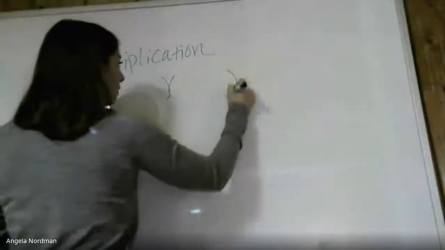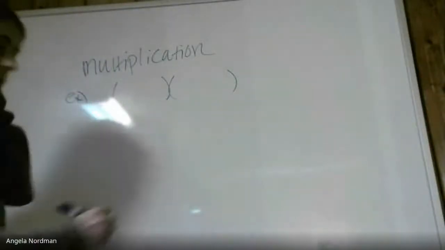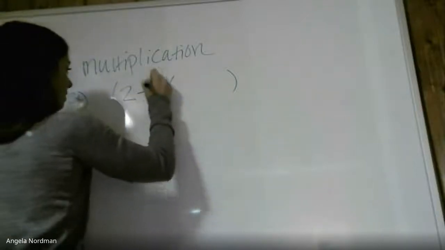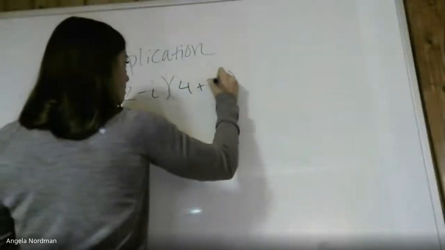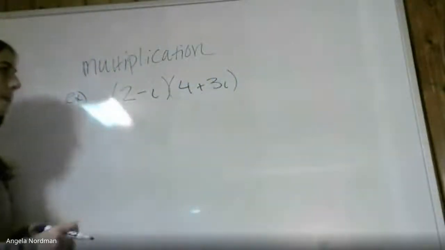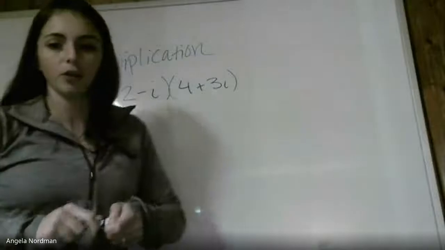Okay, stepping it up a little bit. Now we're going to do some multiplication. So we're going to multiply the following two binomials: 2 minus i times 4 plus 3i. So again, I can't reiterate this enough.